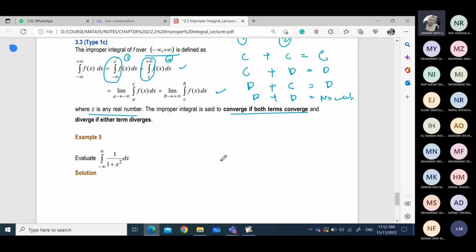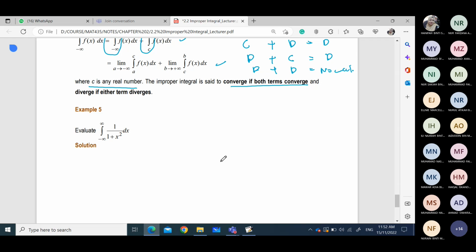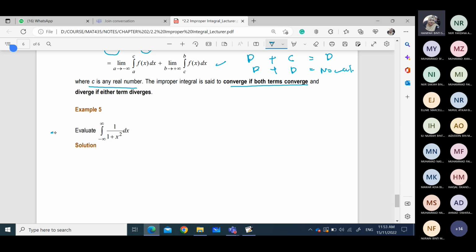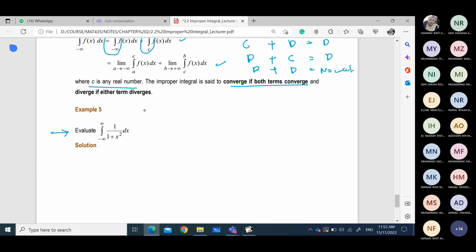Okay, example 5. Yang ini saya sengaja tak nak buat solution sebab saya nak you yang buatkan solution je. So take it as your exercise. Evaluate the improper integral of type 1c for the function 1 over 1 plus x squared, where the interval of x is negative infinity to infinity.